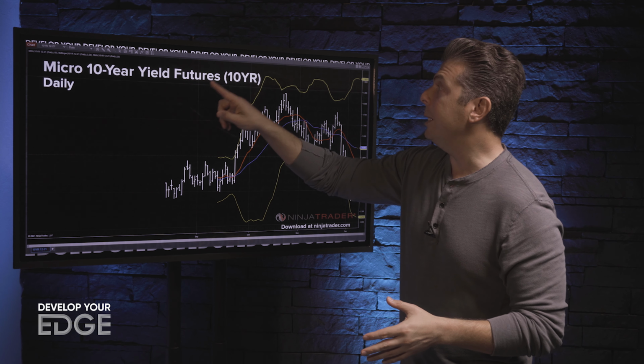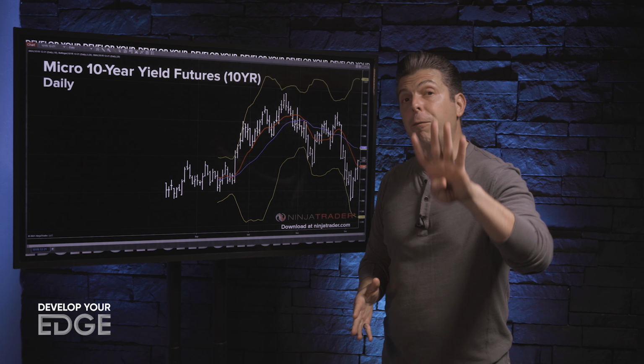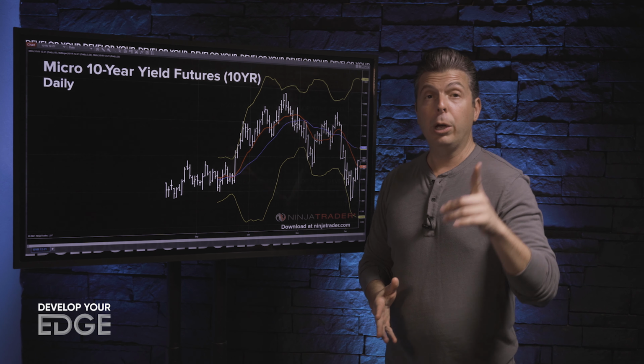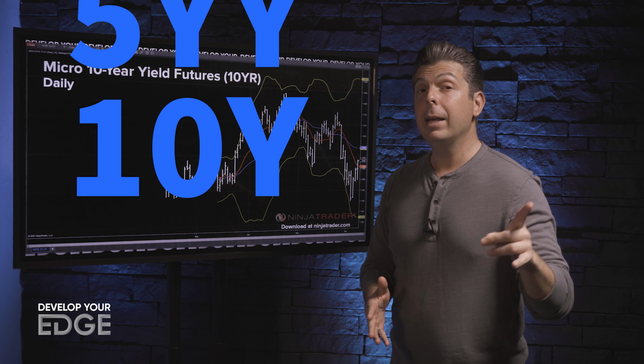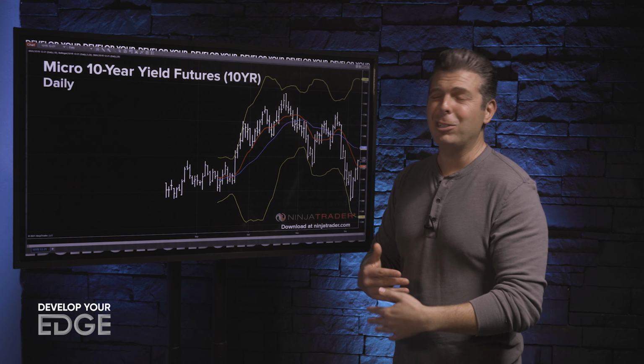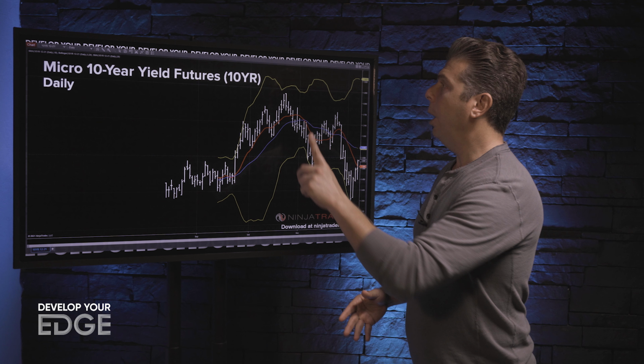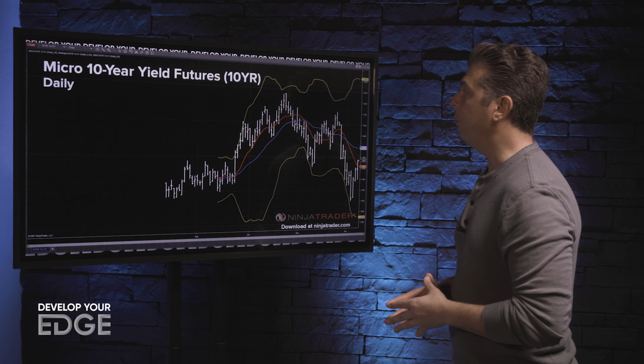I have the micro 10-year yield futures up here. This symbol is 10Y. Remember, there are 4 micro treasury symbols: 2YY, 5YY, 10Y, and 30Y. We're going to talk about the 10-year because this is pretty much the most looked at of the yield curve. So here we are with the micro 10-year yield futures.